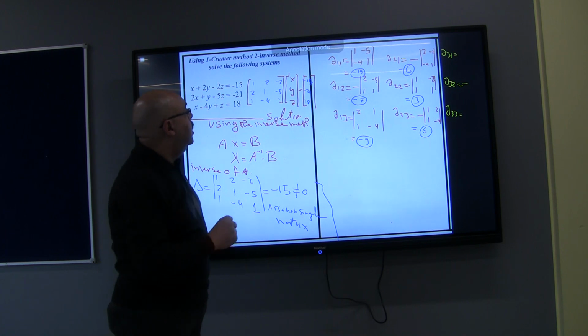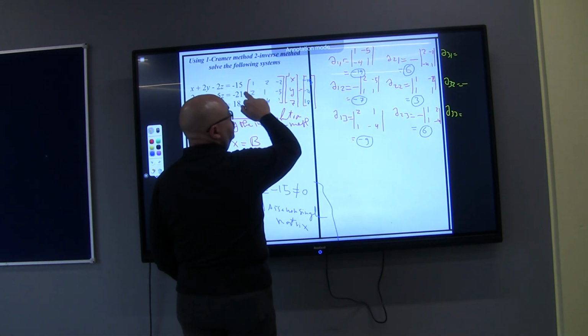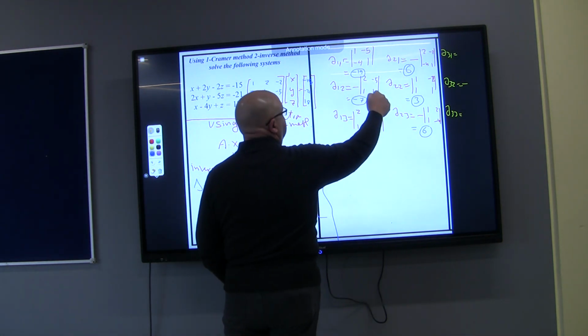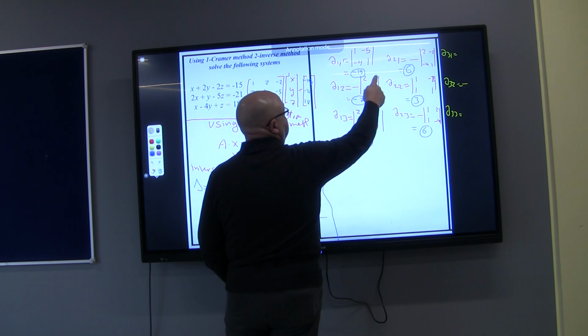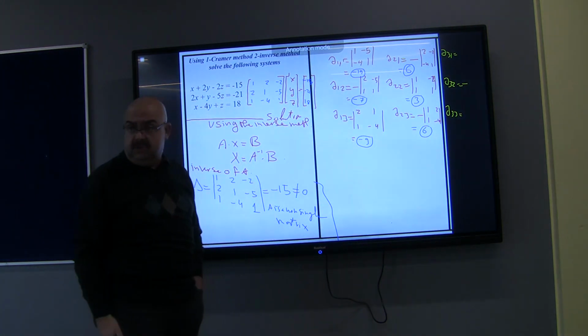A12, first row: 2, 1, negative 5 and 1. 2 times 1 which is 2, then plus 5 which is going to be 7, negative 7.